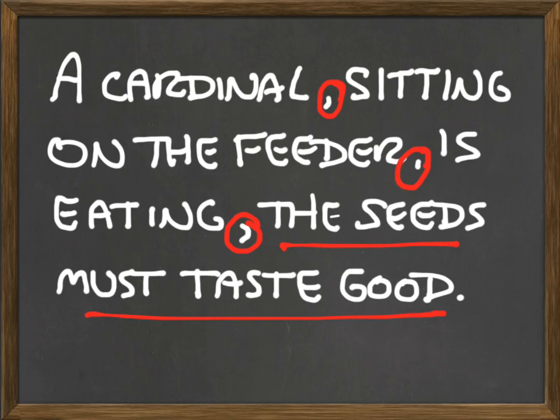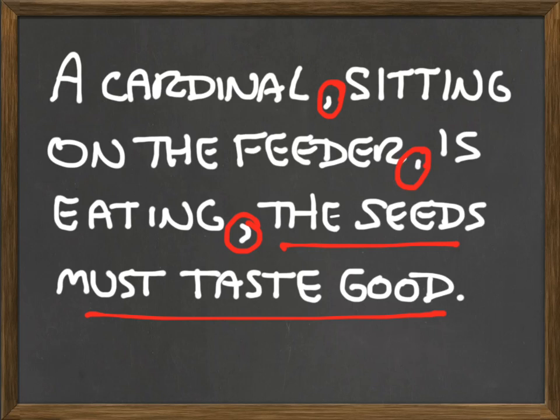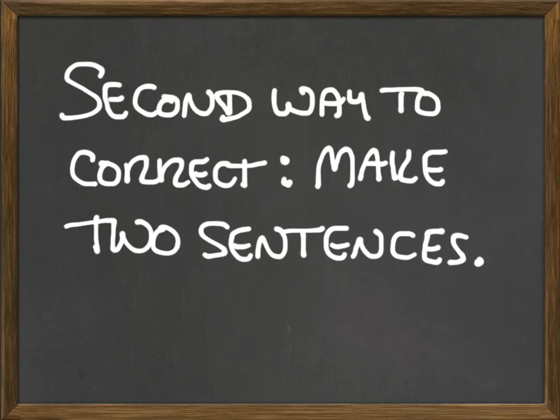So how do you correct it? Making sure that there are independent clauses on each side of the semicolon, you replace the comma with a semicolon, right there. A cardinal sitting on the feeder is eating; the seeds must taste good. Independent clauses on each side of the semicolon, you've corrected the sentence properly. The second way to correct a run-on sentence is to make two sentences, or more if you need to, but for our purposes, two sentences.